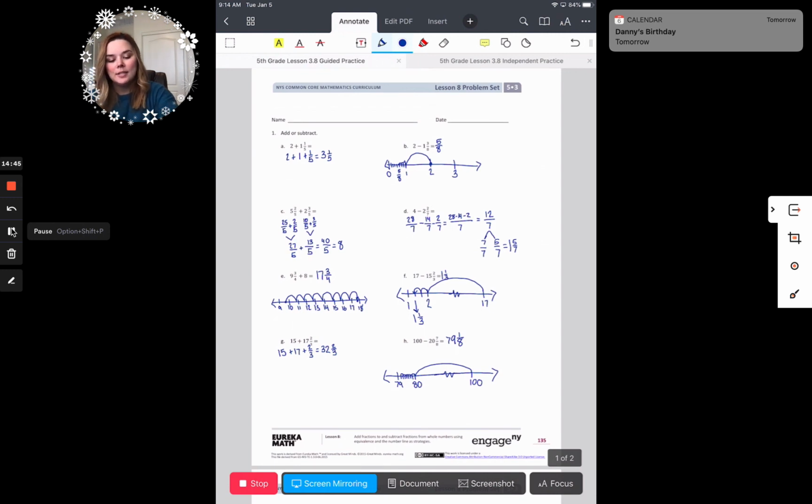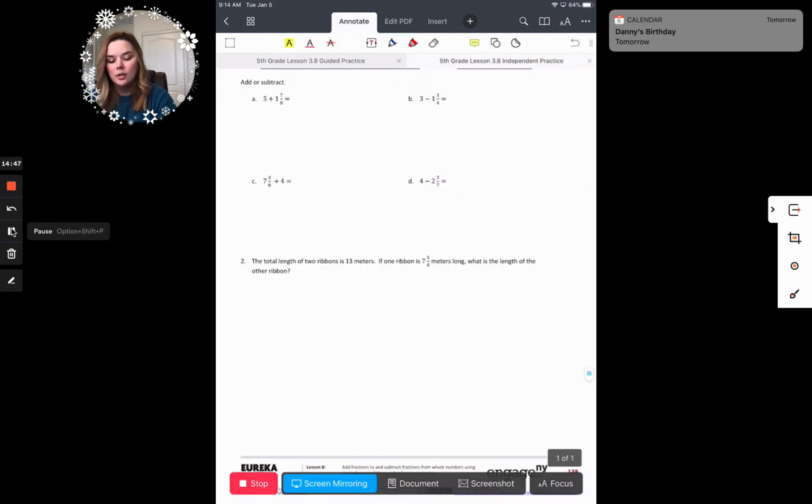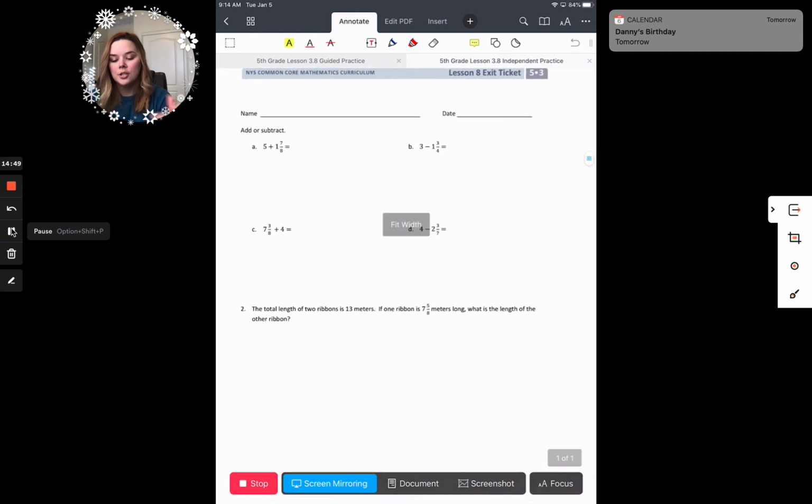So super quick, let's take a look at your independent practice. You have 4 just kind of regular adding and subtracting problems. You can choose however you want to solve them. You can use one of the methods that we talked about, or if you have another method that you know, you can use that as well. Just make sure that you show your work.